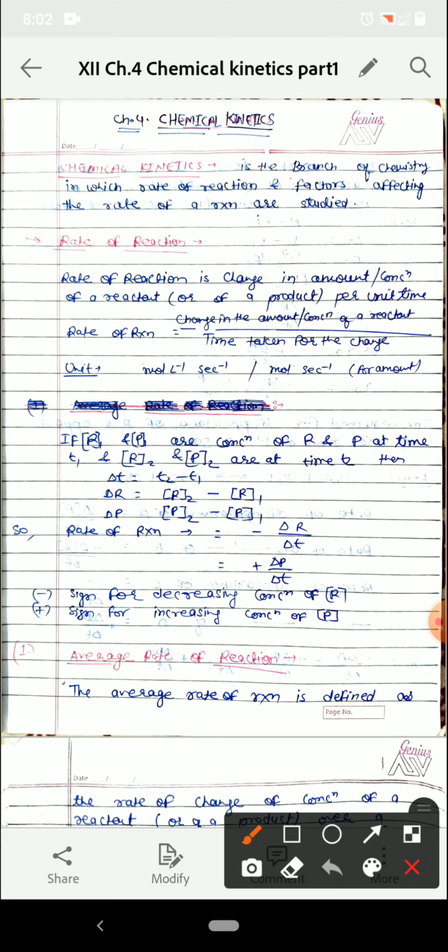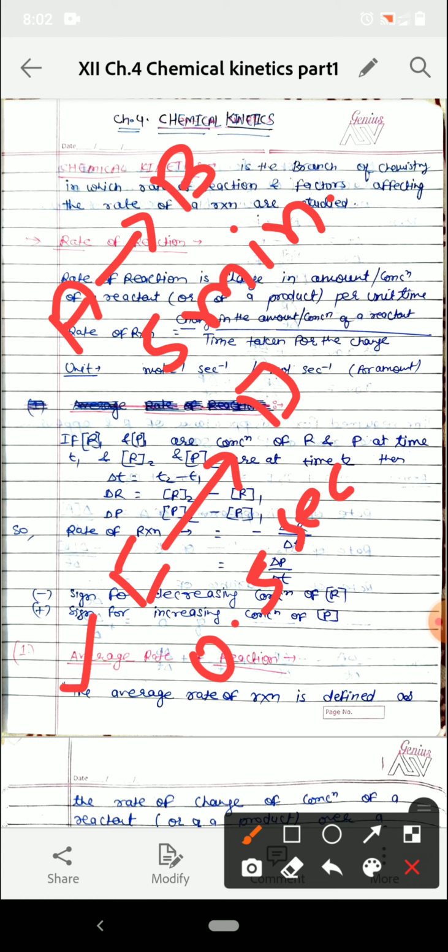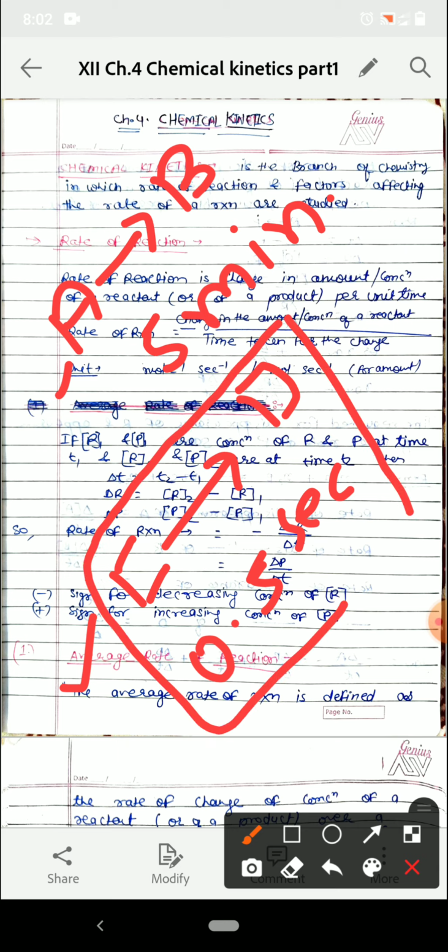Suppose I am giving you an example. The reaction A happens. Suppose A is converted into B. This is a general reaction, and it takes a time of 5 minutes. Suppose another reaction is C converting into D, and it takes 0.5 seconds. Okay, so which reaction is fast? This reaction is fast as compared to this, and we can also say the rate of this reaction is more than this reaction. So I hope you are now able to understand what the rate of reaction is.